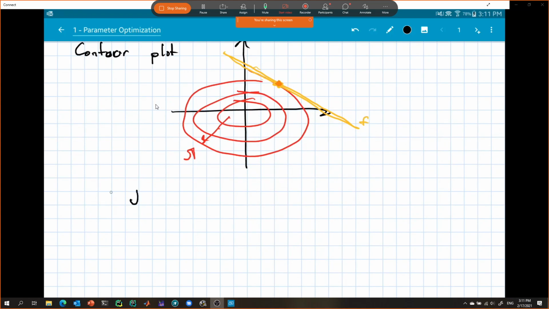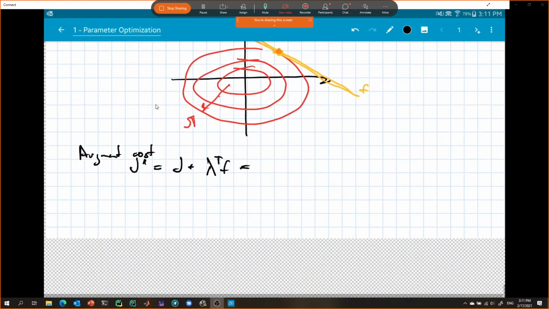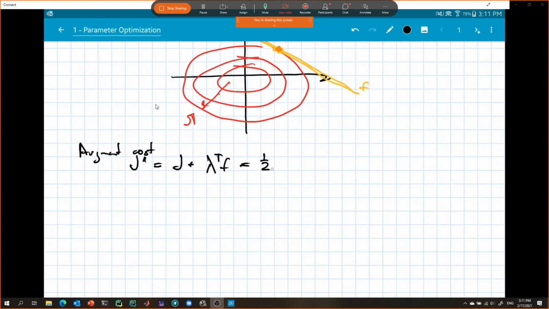So J prime is equal to J plus lambda F, which in this case is equal to, of all the methods, this third one is by far the easiest to write out. Times X plus U C. Okay, so that's our augmented cost.